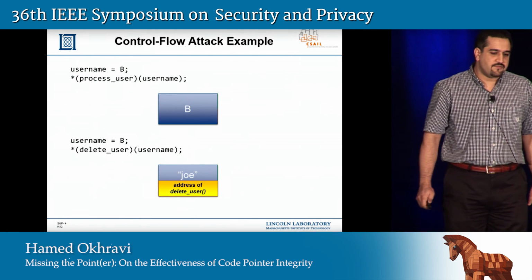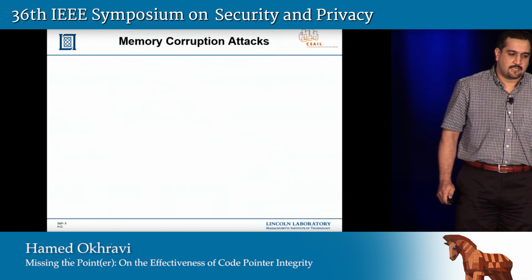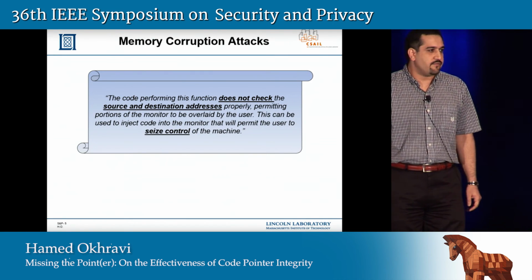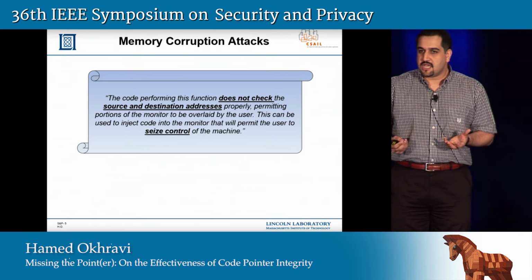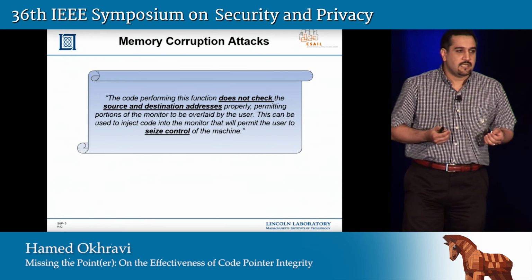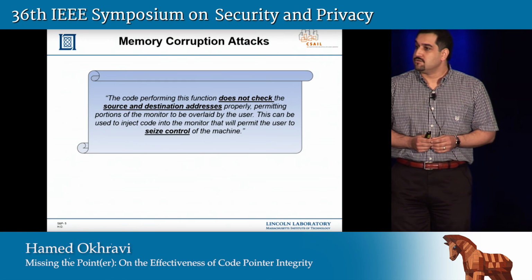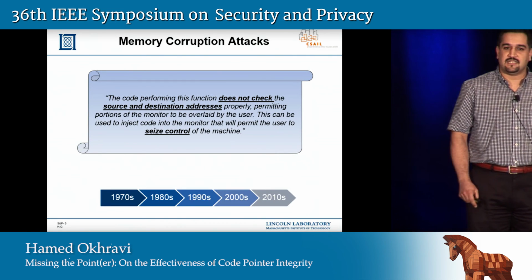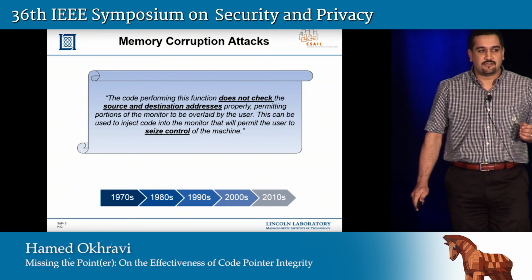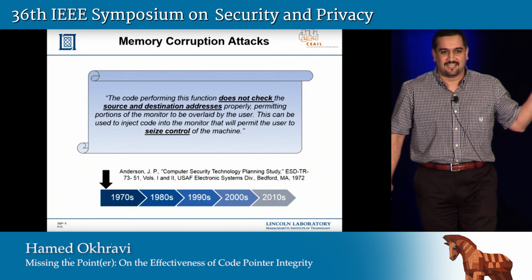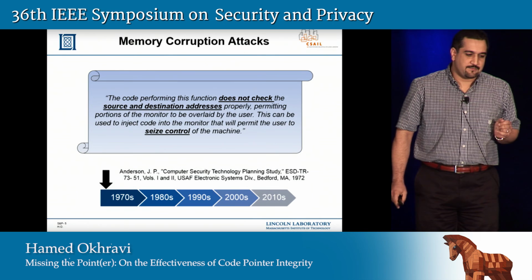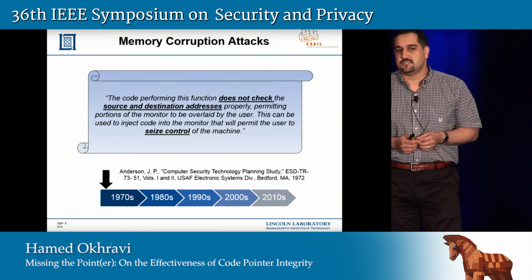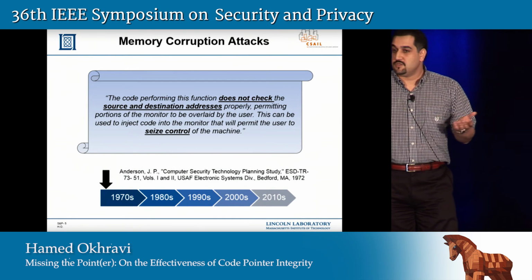And a nice way of describing this type of attack is this text that says, because the source and destination of data movement is not properly checked, an attacker can corrupt the values and hijack control. Now, would you like to take a wild guess which decade this text was written in? It was actually written way back in the 70s. As a matter of fact, 1972. So we've had this problem for 5 decades in computer science. And we still have it today.